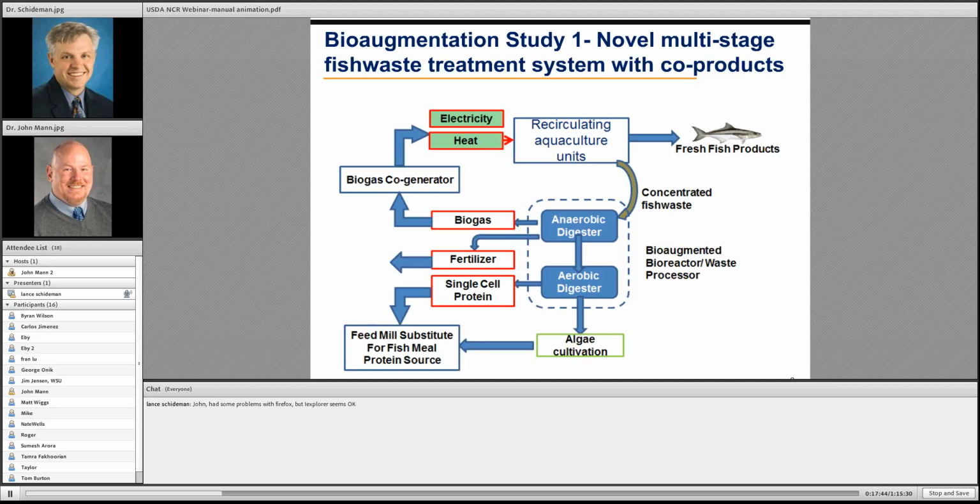And then the algae part of it: after you've done the anaerobic and aerobic digestion, what's mostly left is nutrients in the water, and of course algae can use those nutrients, combine them with carbon dioxide from the atmosphere, do photosynthesis, and make new biomass. In that case, the algae material gets put into the feed mill, because both single cell protein and algae are good for fish food, and they're good for a lot of other feed products as well. We may have time to talk about that a little bit more later.